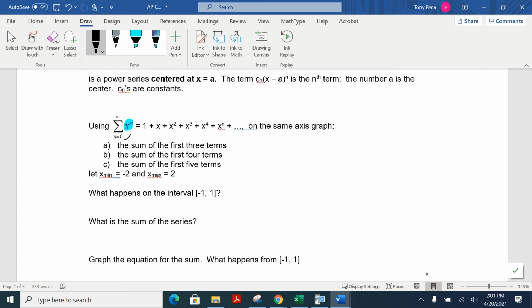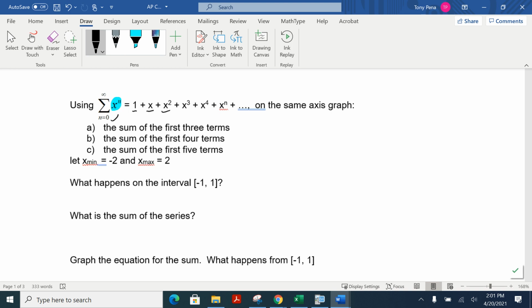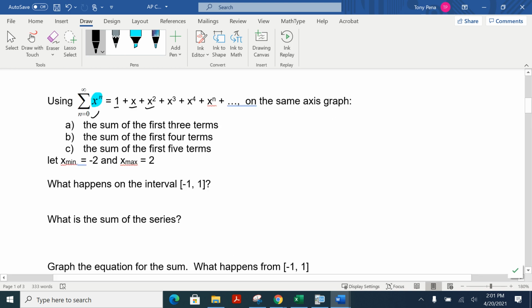So if you let n be 0, you're going to get x to the 0, which is 1. If n is 1, you're going to get x to the first. If it's 2, you're going to get an x squared, so on and so forth. So what I want to do is we're going to graph these on our calculator.